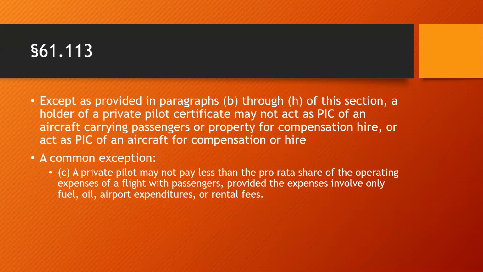And basically, there are a list of caveats to this rule. We're not going to go through them all, but one of the common ones is that you can get some money up to the prorated share. So that is the proportional share. So if you and a buddy go flying, you could split half cost, and you can only split that cost amongst things like fuel, oil, airport expenditures, rental fees.